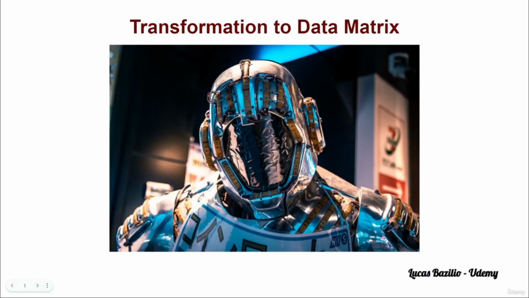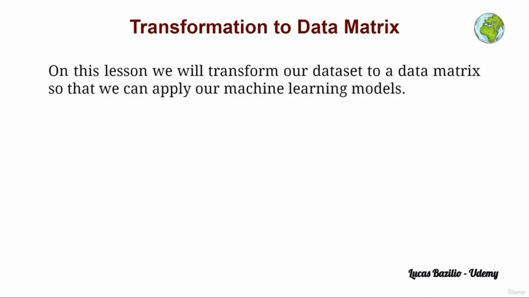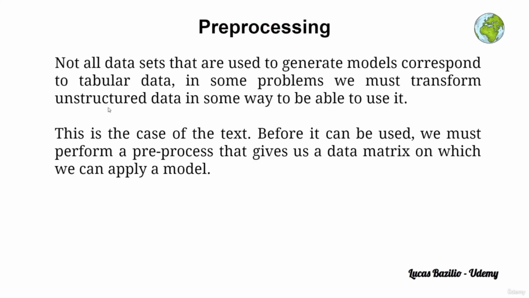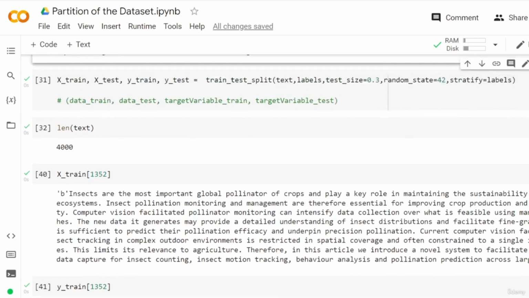Hey everyone, in this lesson we will transform our dataset to a data matrix so we can apply our machine learning models. We also talked about this before in the previous lesson. Keep in mind that the dataset that we have is an unstructured dataset, and we need to transform it and apply a pre-processing that gives us a data matrix to which we can apply a machine learning model. So now let's continue where we left off.